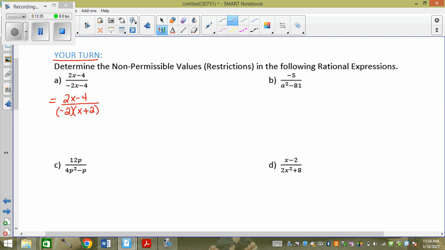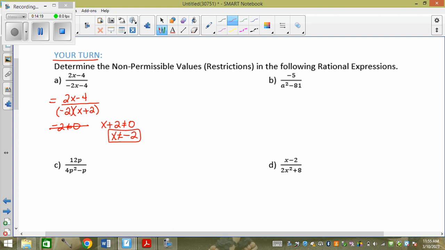True statement? How many of them have variables? How many of them have letters? One of the brackets has a letter in it, correct? So how many NPVs are you going to get? 1. You get the number of NPVs equal to the number of brackets that have a variable. Negative 2 can't equal 0 is just a true statement, so I put a line through it. And then I do x plus 2 can't equal 0. X can't equal negative 2. There's my non-permissible value. So the number of brackets that contain a variable is the number of non-permissible values you will have.